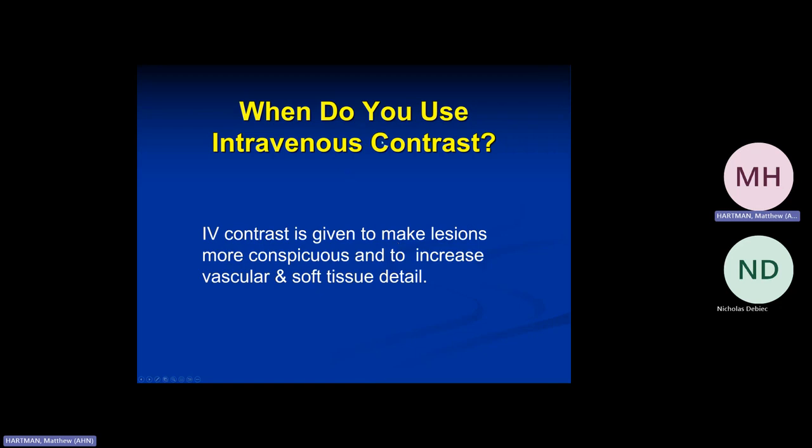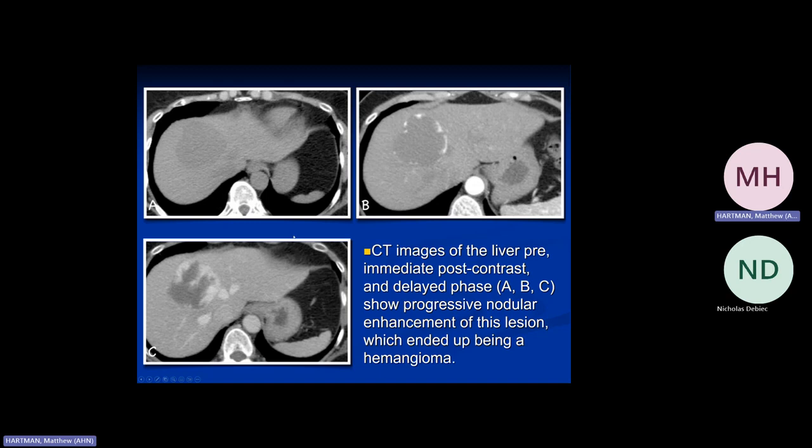So when do you need intravenous contrast? Well, basically, anytime you want a lesion or the process to be more conspicuous and to increase vascular and soft tissue detail. So anything vascular, we need to give contrast. So here is a liver lesion, hard to see on the non-con. Here's the arterial phase. It's starting to fill in peripherally. And portal venous phase, it's really filling in. This is, if you remember from our liver RadPath talk, a hemangioma, a big bag of blood.